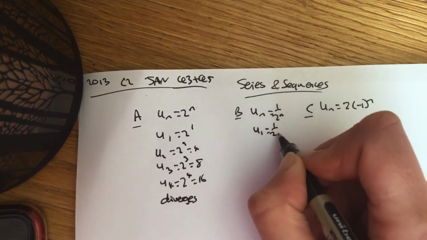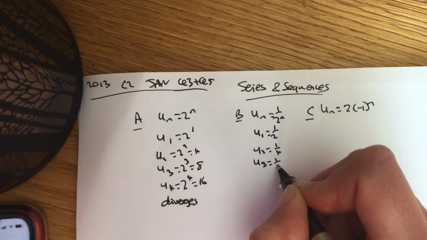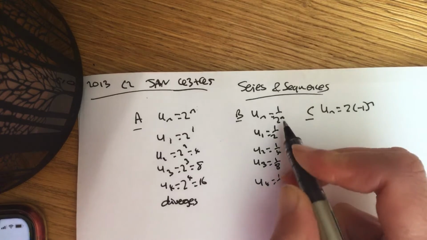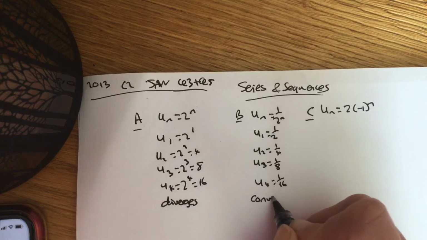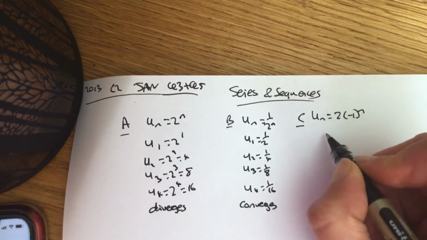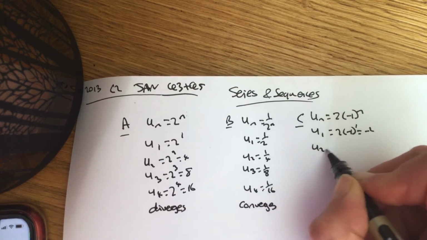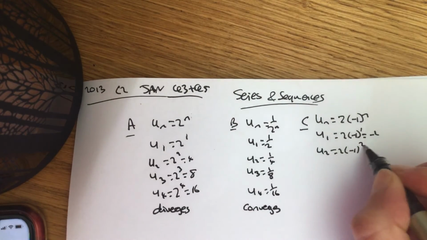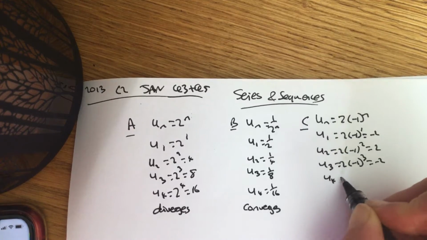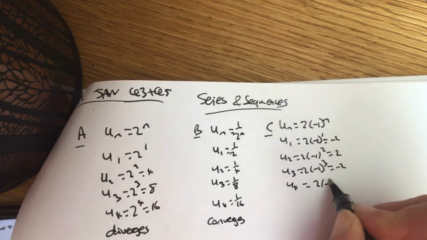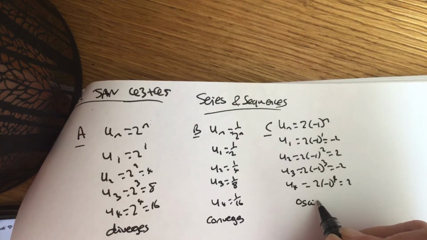This one, U1, 1 over 2, U2 is 1 over 2 squared, U3, 1 over 2 cubed, U4, 1 over 2 to the 4. It's getting smaller and smaller each time, so it is converging. And this one here, U1, 2 to the minus 1 to the power of 1 is minus 2. U2, 2 to the minus 1 squared is 2. U3, 2 to the minus 1 cubed is minus 2. U4, is 2 to the minus 1 to the 4, which is 2. This one is oscillating. This is going up and down.